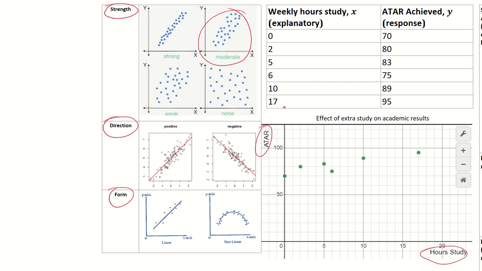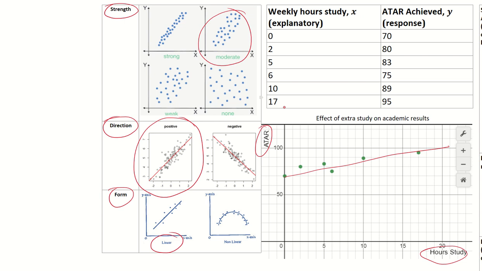If I was to draw a line of best fit or a least squares line through this data, it'd probably look something like that. And I can see it's an uphill slope, so I'd probably say, hey, that's a moderate positive association. And in terms of the form, it seems like it's generally forming a straight line, so I'd say it's a linear relationship instead of a non-linear relationship.